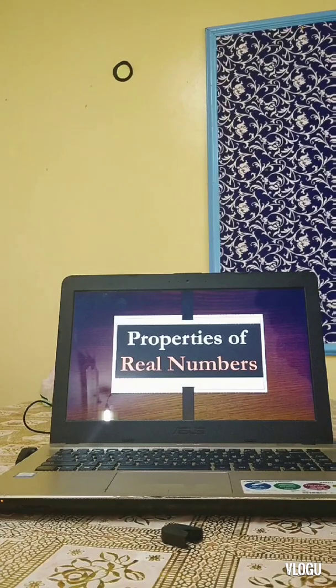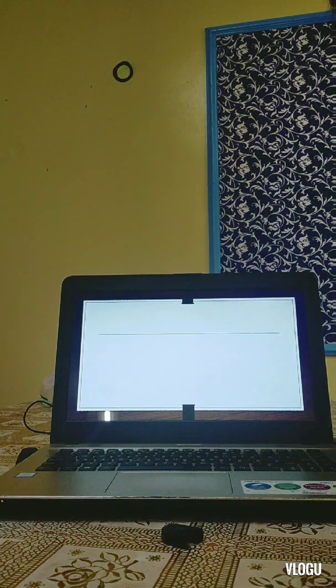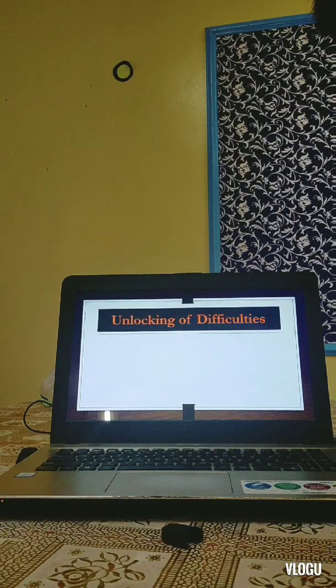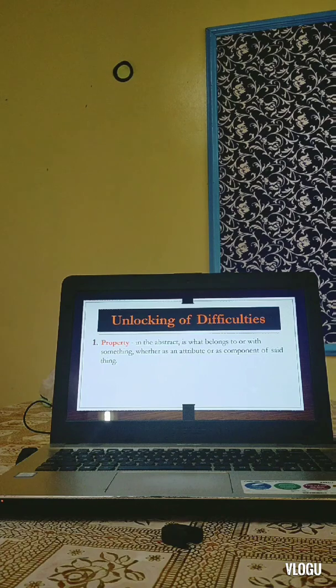We're going to discuss the properties of real numbers now. But before that, let's have first the unlocking of terms for us to be guided as we go on with our discussion today. First word is property. When we say property, this is the abstract or the things that belong to or with something, whether as an attribute or as a component of said thing.